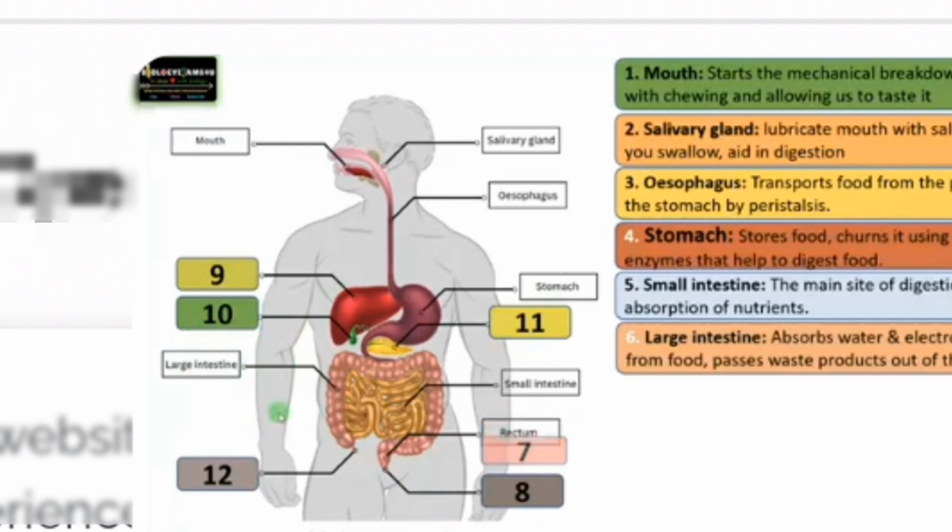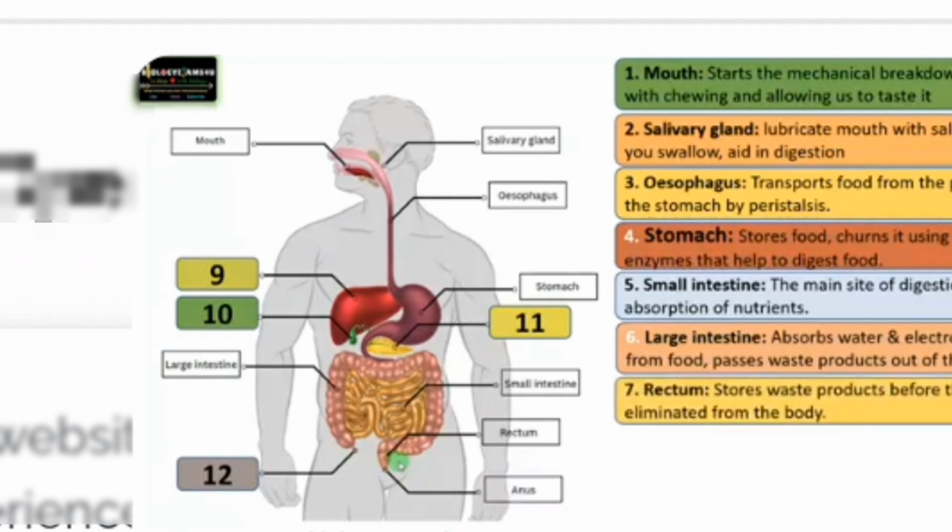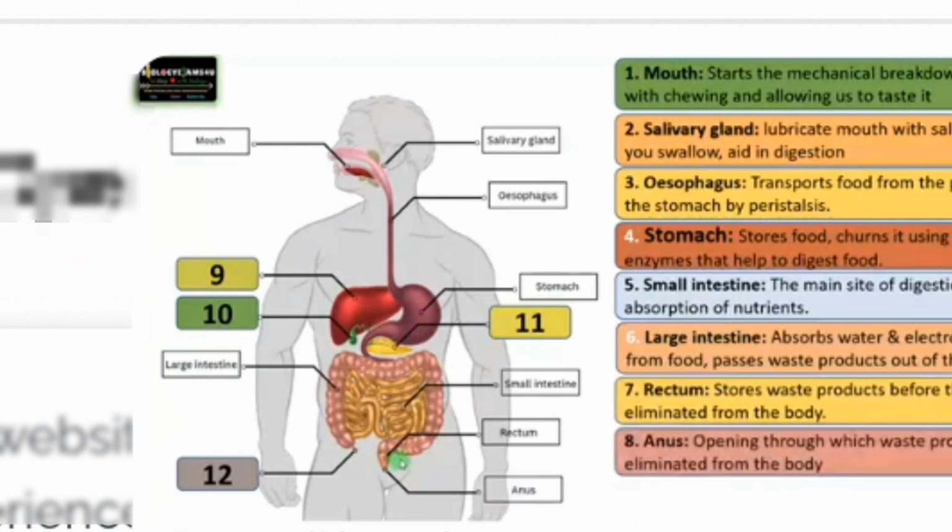Then these waste products move to the rectum. It is a structure that stores waste products or feces before elimination. And finally, the anus, the opening through which waste products are eliminated from the body. So this is how food moves through the body during digestion, starting from mouth to the anus. During the process, the nutrients are absorbed in small intestine. So these structures form the alimentary canal that starts from mouth to the anus.